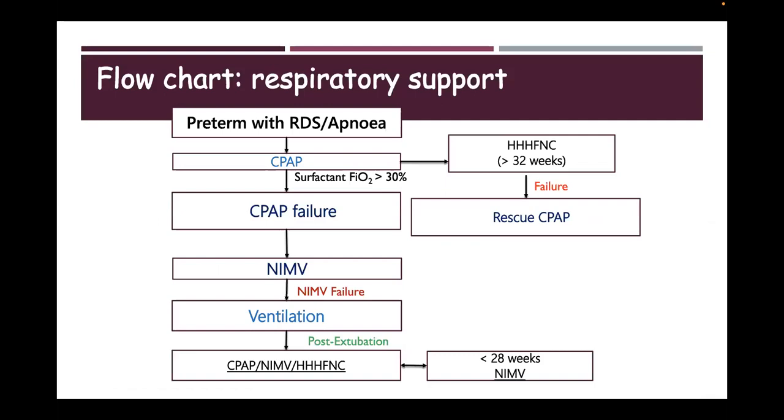So in a nutshell, this is the algorithm for the respiratory management. For all preterm babies who have respiratory distress, CPAP remains the mode of choice. If the babies fail CPAP, then we should consider NIV before jumping into mechanical ventilation. For post-extubation, CPAP, NIV, HFNC are all equal, whereas we prefer NIV in babies who are less than 28 weeks, both as a primary mode and post-extubation. For bigger babies who are more than 32 weeks, HFNC can be considered as primary mode if the distress is not severe.